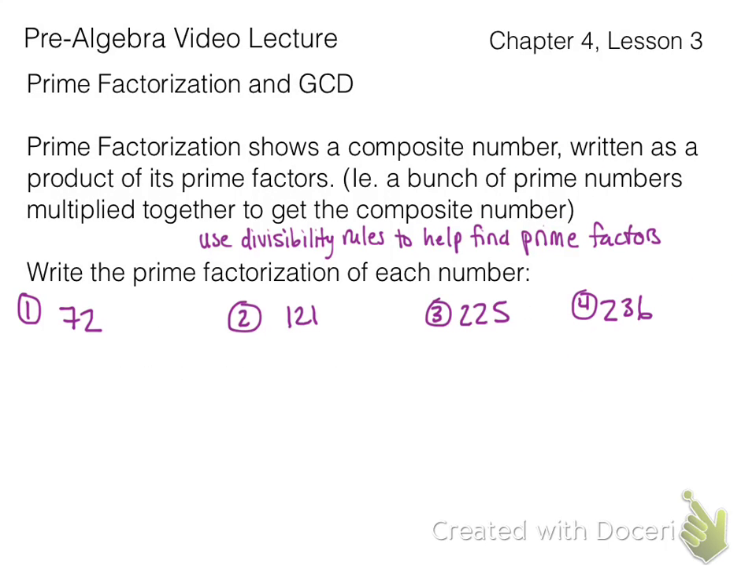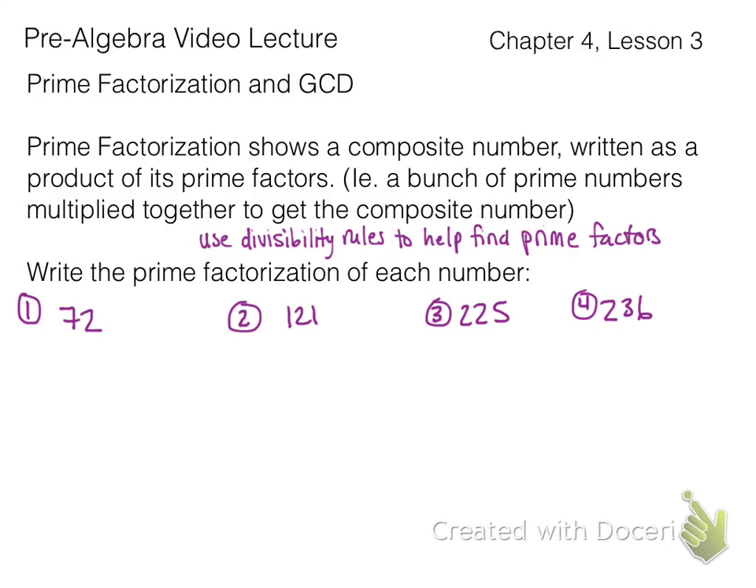Okay, next up, we have prime factorization, and prime factorization shows a composite number, so something that's more than just 1 and itself, written as a product of its prime factors, i.e. a bunch of prime numbers multiplied together to get the composite number. And you're going to have to write these using exponents once you figure out the answer. Now, also, remembering those divisibility rules from yesterday's video is really going to help you because then you can try to figure out prime numbers that go into each of these.